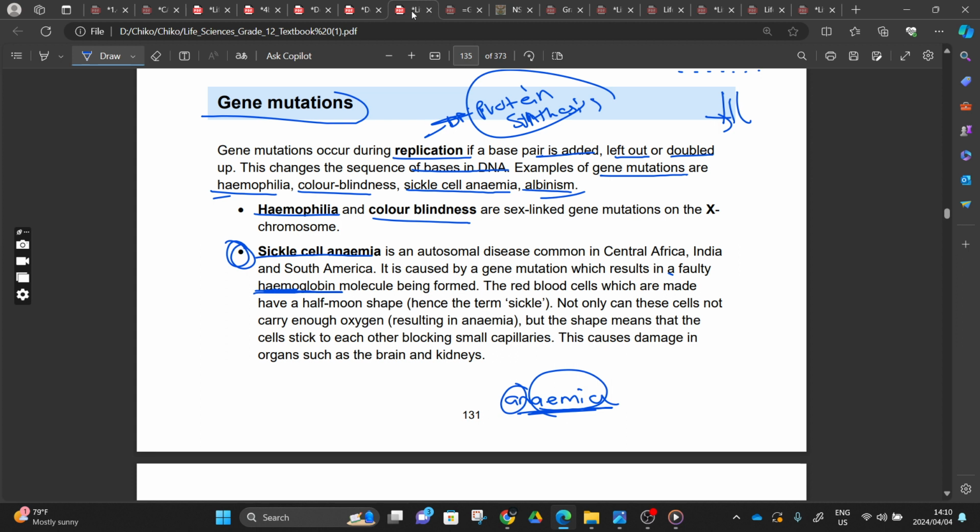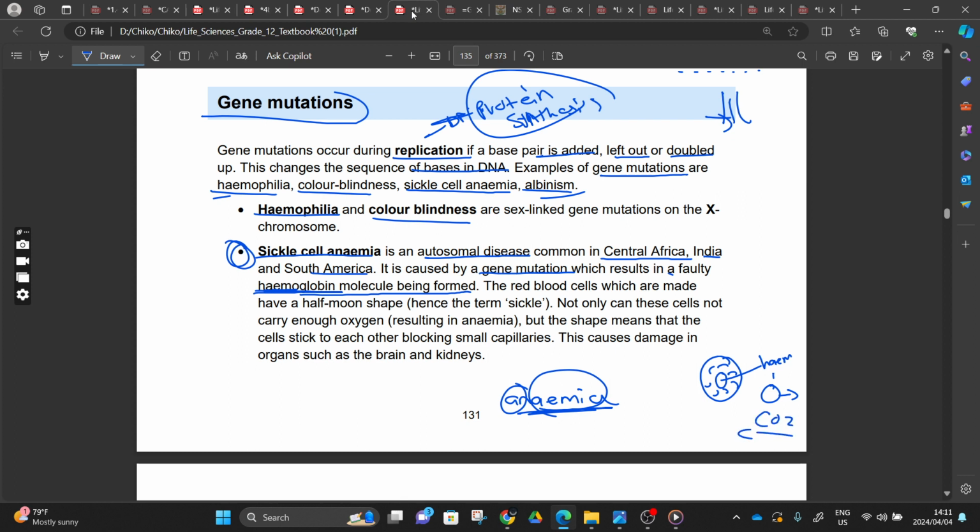Sickle cell anemia is an autosomal disease common in Central Africa, India, and South America. It is caused by a gene mutation which results in a faulty hemoglobin molecule being formed. If you still remember the composition of blood, I said in blood we have red blood cells, right? Red blood cells house something at the center called hemoglobin. This hemoglobin is responsible for carrying oxygen to the cells and CO2 to the lungs, right?